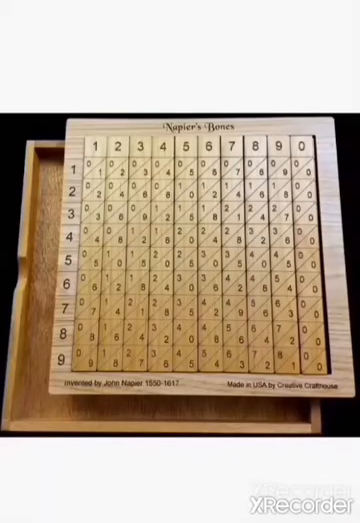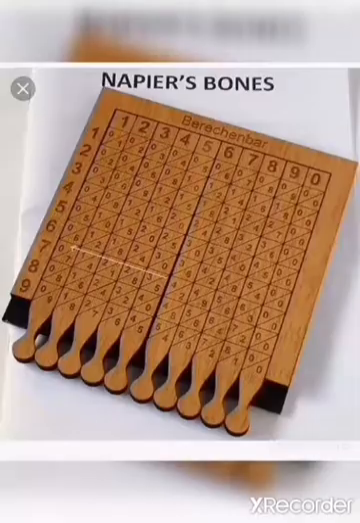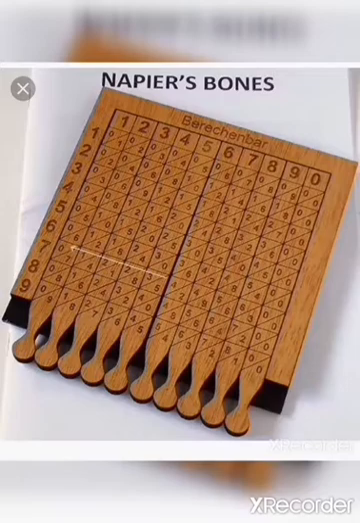Now come to the next topic, Napier's bones. In 1617, John Napier, a Scottish mathematician, designed a manual device called Napier's bones. These bones were a set of 22 rods with numbers 1 to 9 marked on them. Napier's bones was used to multiply and to calculate big problems.